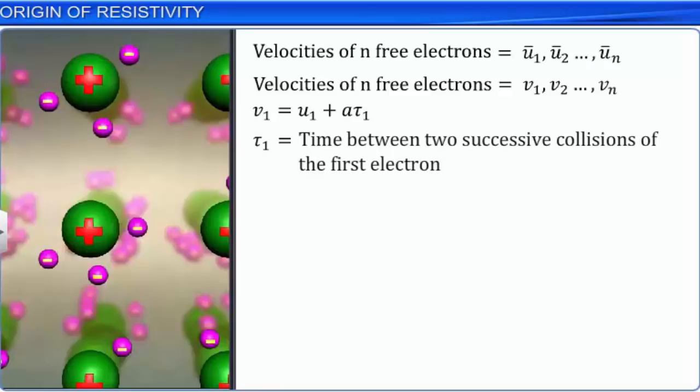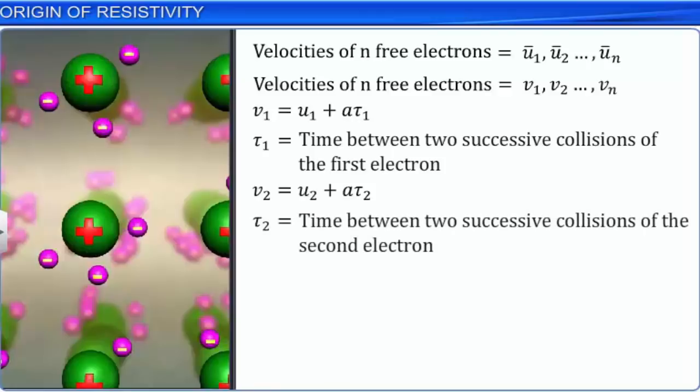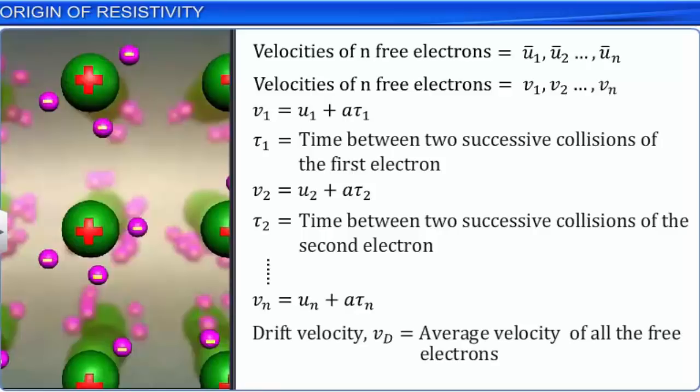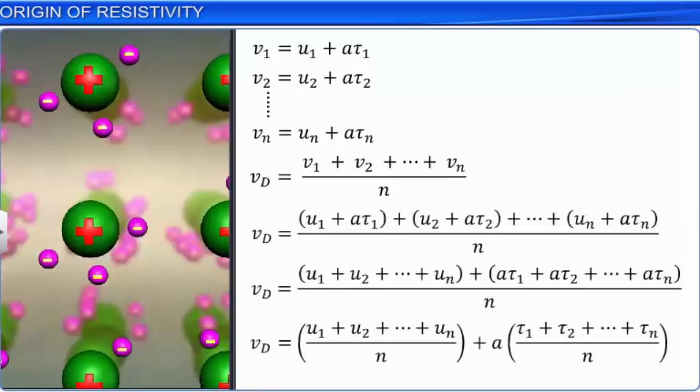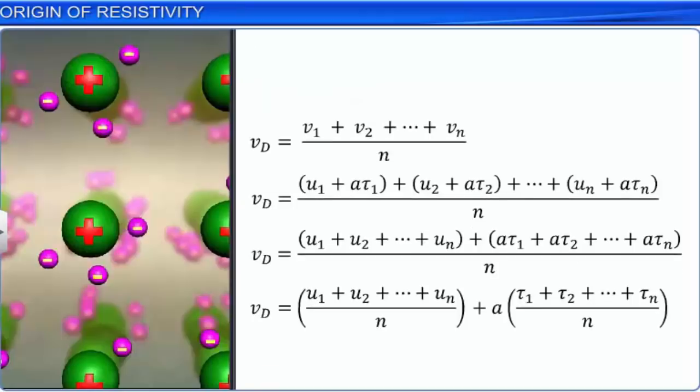Similarly, v2 is equal to u2 plus a into tau 2, where tau 2 is the time between two successive collisions of the second electron. So on till vn is equal to un plus a into tau n. The average velocity of all the free electrons is equal to the drift velocity vd. Hence, vd is equal to v1 plus v2 plus so on plus vn divided by n. Substituting the expressions for v1, v2, so on till vn in the expression for vd and simplifying, we get vd is equal to u plus a into tau.